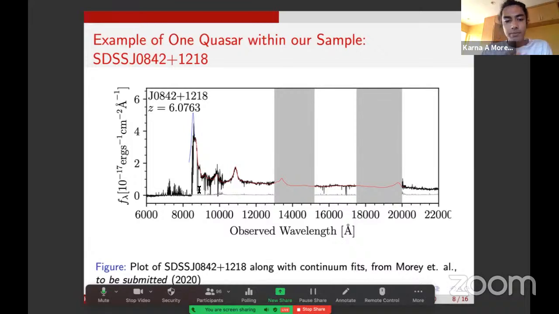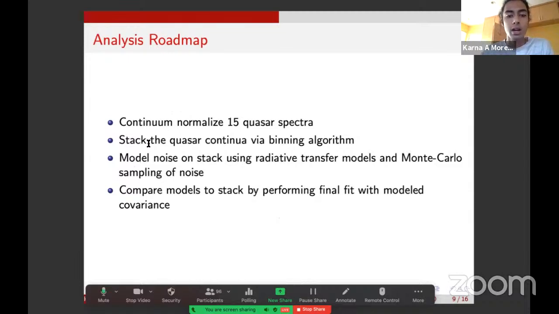And so the analysis roadmap is we first continuum normalize all the 15 quasar spectra using our continuum fits. We then stack the quasar continua via a binning algorithm. And then to understand the uncertainty on these quasar stacks, we forward model the noise, the different sources of uncertainty in our analysis using the radiative transfer models. We can Monte Carlo sample each of the sources of uncertainty and forward model them onto these models to understand what the uncertainty is and to get covariance matrices. And then we can compare the models to the stack by performing a final fit with our modeled covariance matrices and basically estimate the lifetime directly.